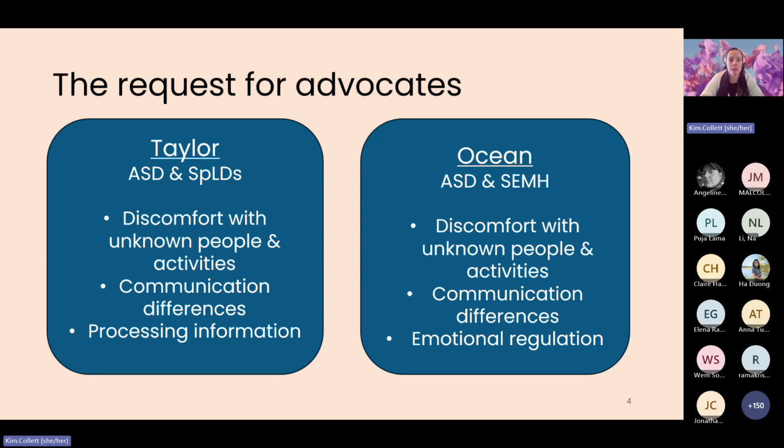So Taylor and Ocean, these are their pseudonyms. Taylor had autism and specific learning difficulties, which meant that they were uncomfortable with unknown people and unknown activities. They communicated verbally, but processing information was sometimes difficult, and sometimes they chose to be non-verbal in certain situations. And then Ocean, they had autism and social, emotional, mental health needs, and again, discomfort with unknown people and activities, different ways of communicating, quite literal, and also emotional regulation could be difficult, especially in unknown situations. So both of these participants wanted to have advocates.